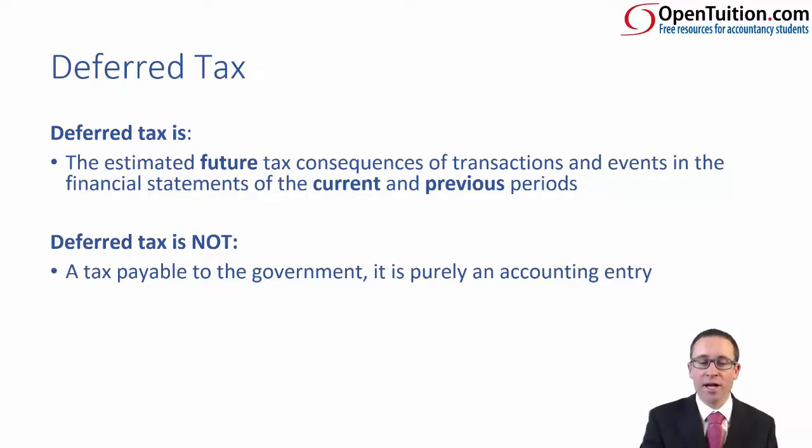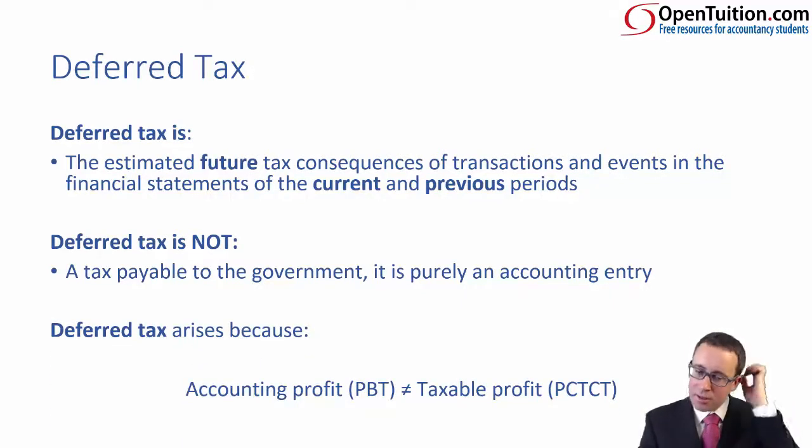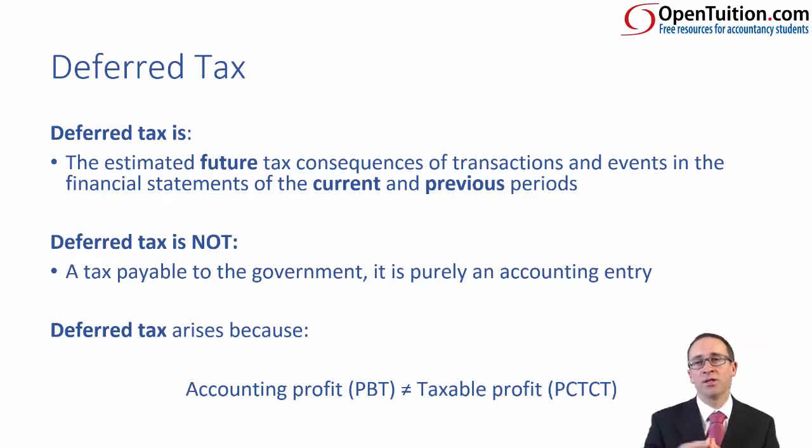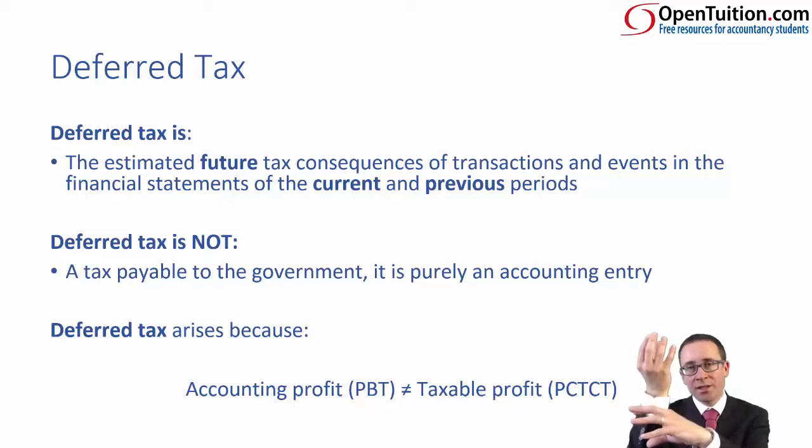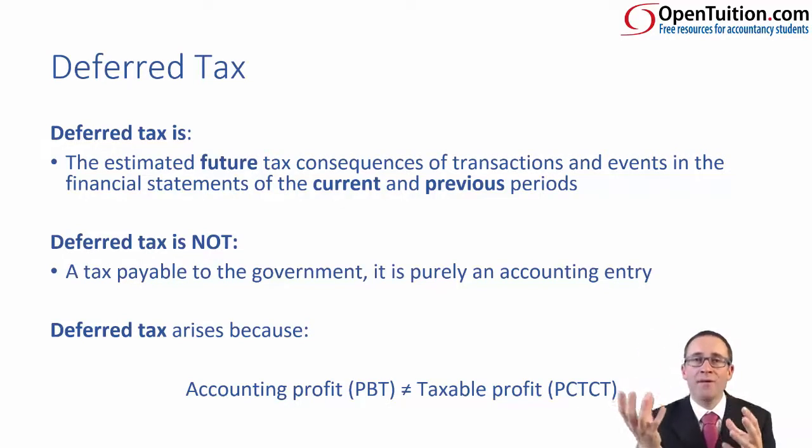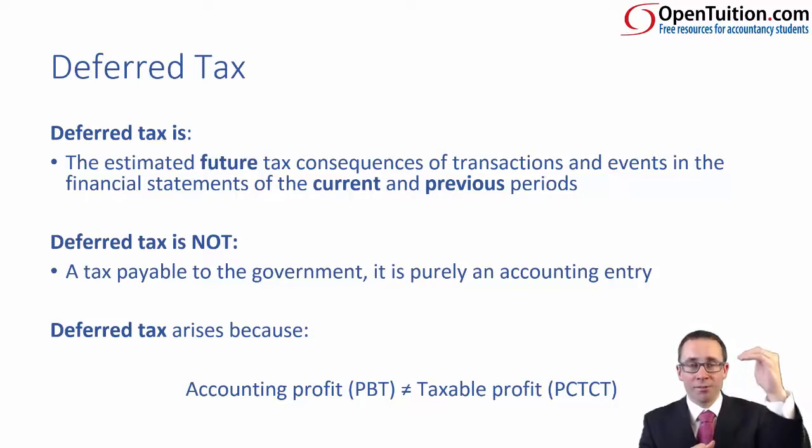So why does deferred tax arise? Well, it arises because the accounting profit, PBT, is not equal to PCTCT, profits chargeable to corporation tax, which is your taxable profits. So we have an accounting profit figure, and we'd like to see that accounting profit figure used to work out the tax expense. The issue that you have, however, is that the tax expense is based upon your taxable profits. Your taxable profits are calculated on different rules, aren't they?